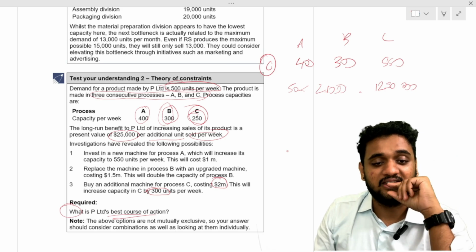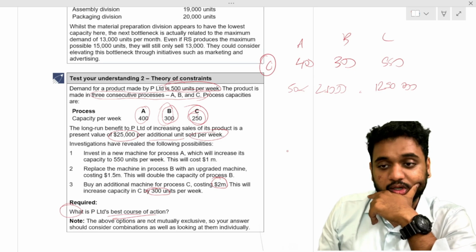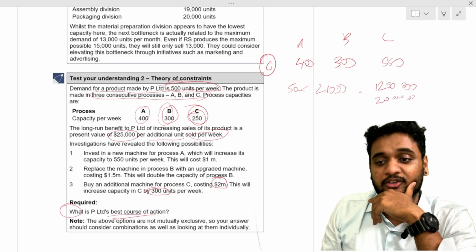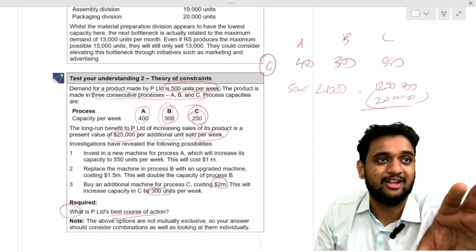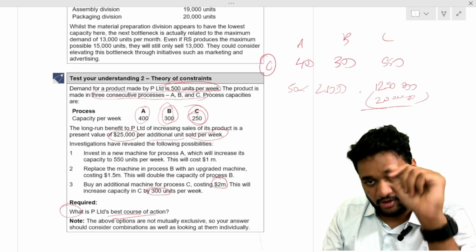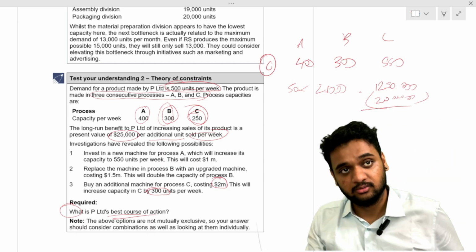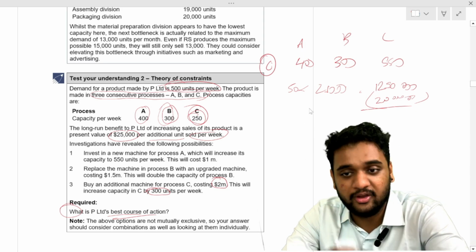What is the cost of machine C? 2 million. Is it better to invest only in machine C? No, the cost is more than the benefit. But we have to invest in machine C in order to invest in other machines. You have to know that first. Only when you invest in machine C can we start investing in other machines. Understood? Yes or no?